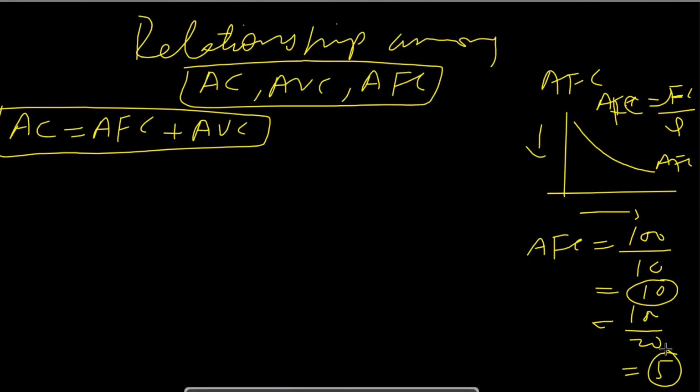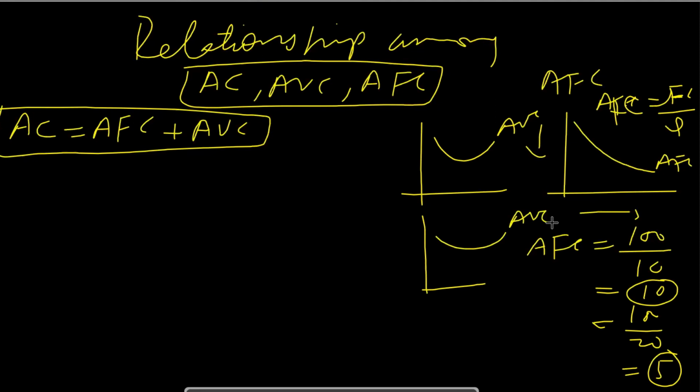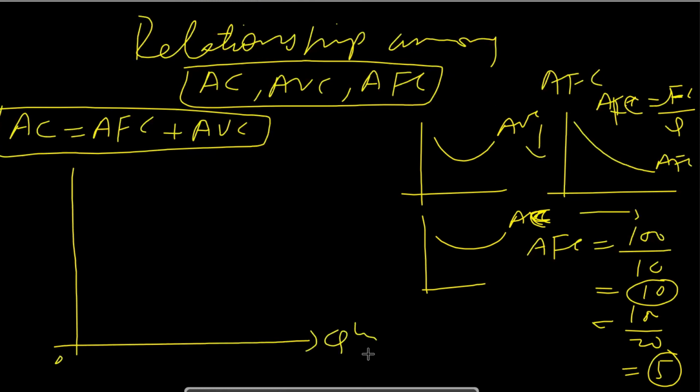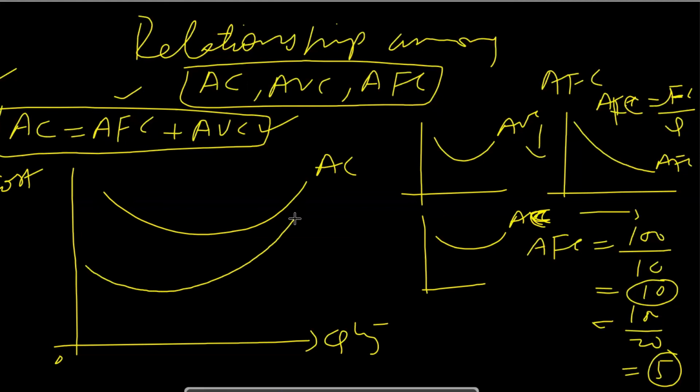And further, we have seen that average variable cost is U-shaped and average cost is also U-shaped. If both are U-shaped, then what will be the difference between average cost and average variable cost? We can clearly see it with another graph. From this formula, we can also see that average cost is equal to average fixed cost plus average variable cost. Since average cost also includes average fixed cost, it will be greater than average variable cost. On the y-axis, we can show cost. This is average cost, so average variable cost will be below average cost.